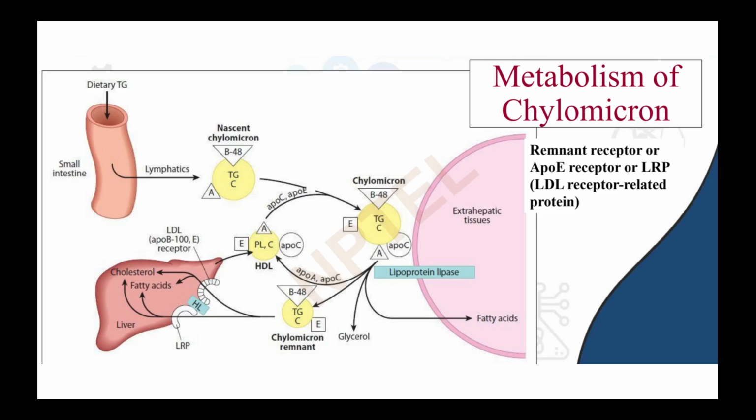So liver will have the cholesterol and fatty acids. ApoE is the apoprotein that is responsible for the uptake of chylomicron remnant by the liver. It's not the signature protein or integral apoprotein of chylomicron. It is the ligand of chylomicron remnant that binds to the receptor present in the liver for the uptake of chylomicron remnant. So it's called the remnant receptor or ApoE receptor or LRP, that is LDL receptor related protein. Is that clear?